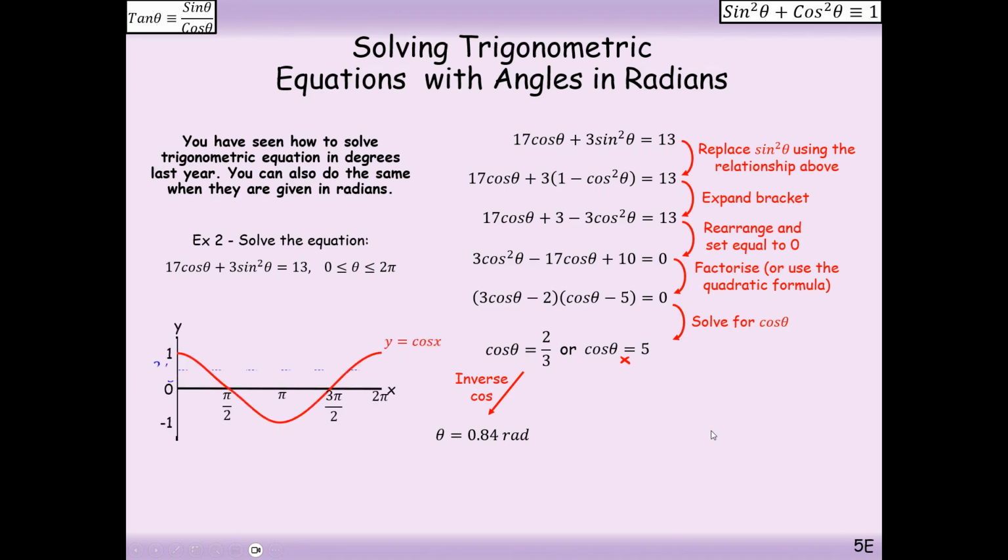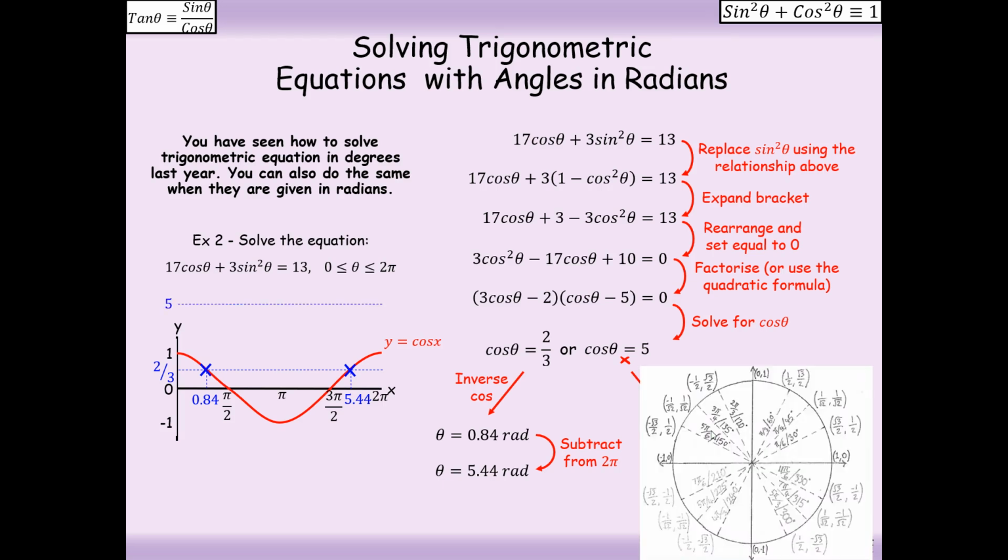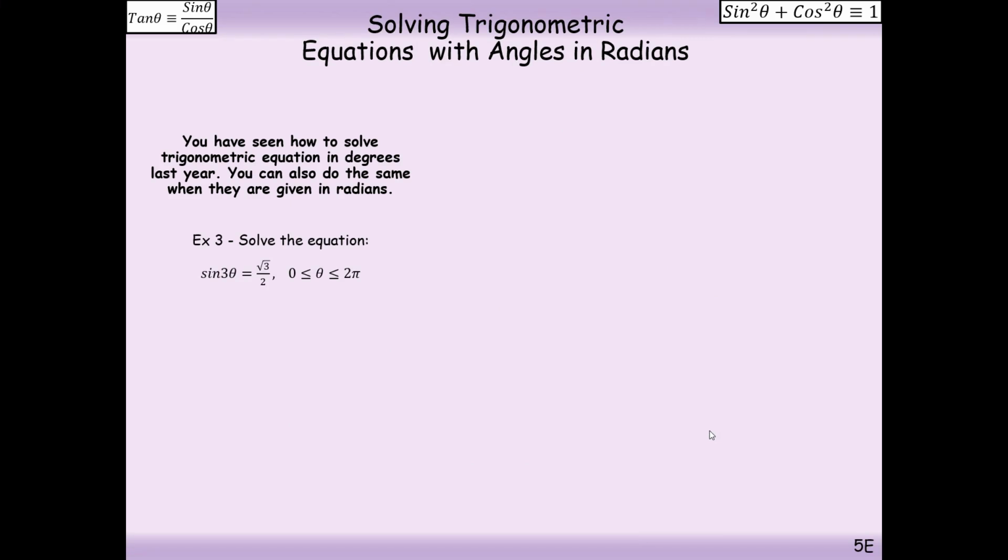So the alternate answer is 2 pi minus this angle that we found, which will tell you that's 5.44. And that concludes this example. As I said, we can discard the other answer.